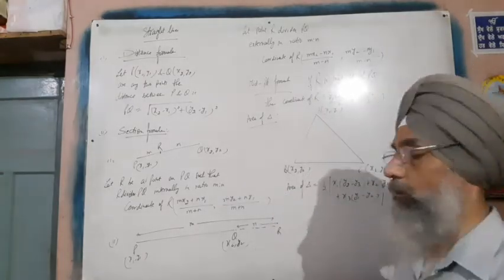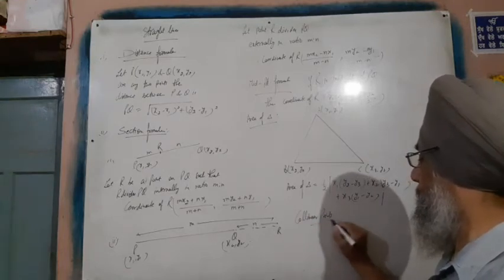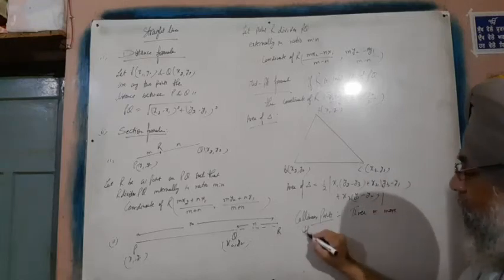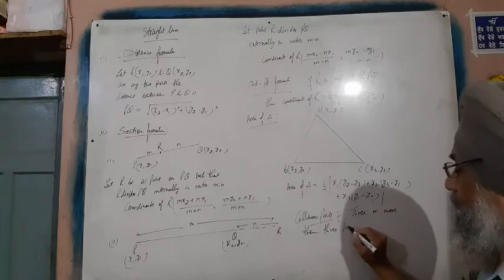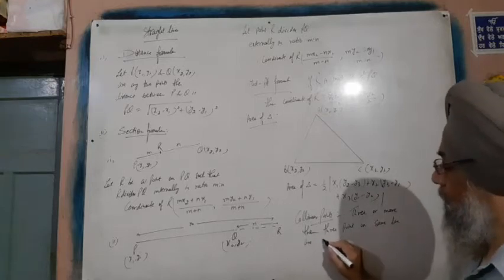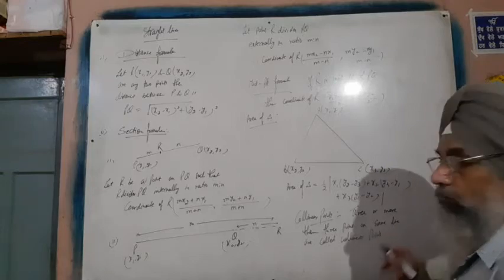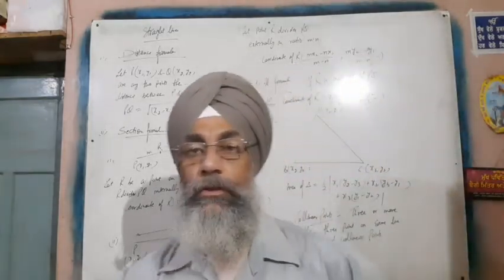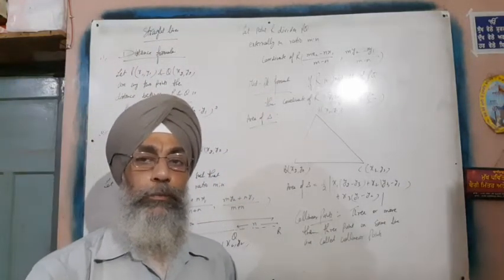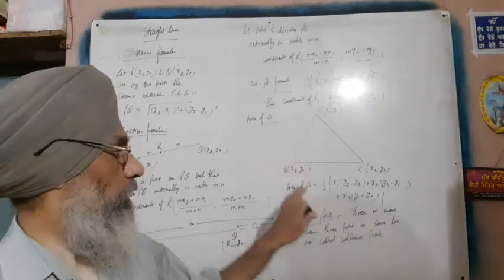We also read the concept of collinear points. If we have at least 3 points, meaning 3 or more points, on the same line, then they are known as collinear points. Now, if the points A, B, C are collinear, meaning they are lying on the same straight line, then the area of the triangle is equal to 0.